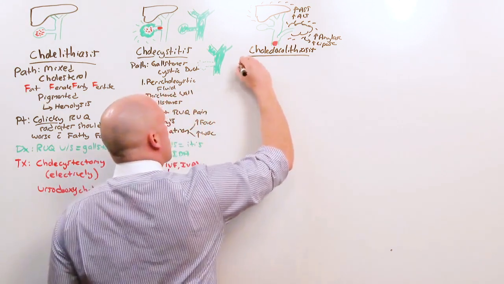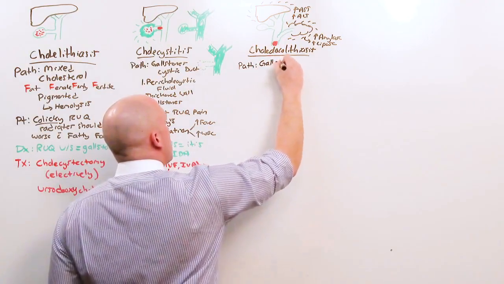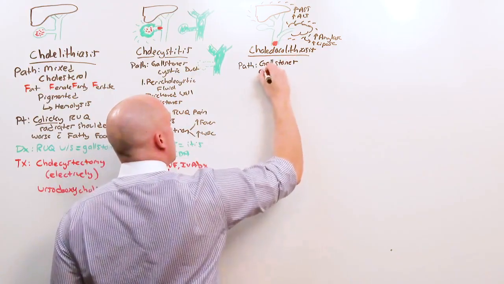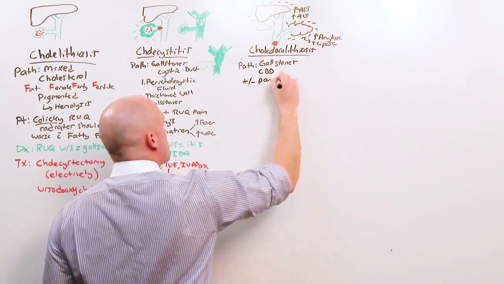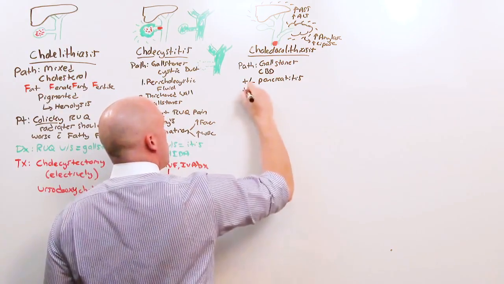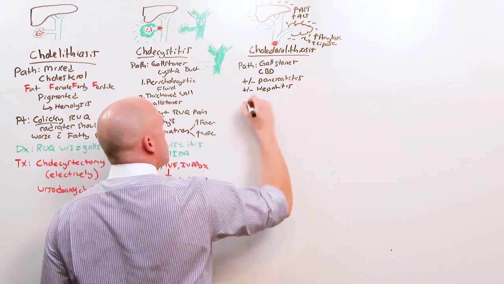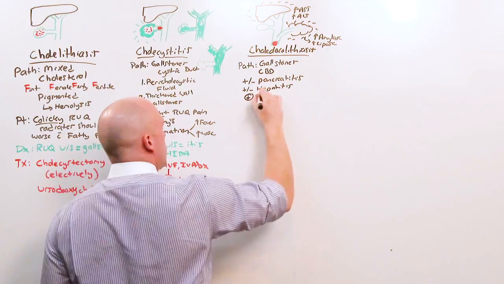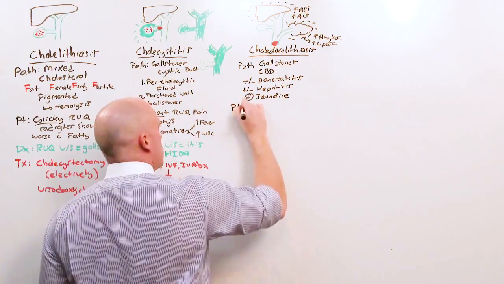This is caused by gallstones. It's gallstones in the common bile duct. Now, you may have gallstone pancreatitis, and that is the second most common cause of pancreatitis. You may have a hepatitis, but you certainly will have obstructive jaundice. And that is how the patient will present.